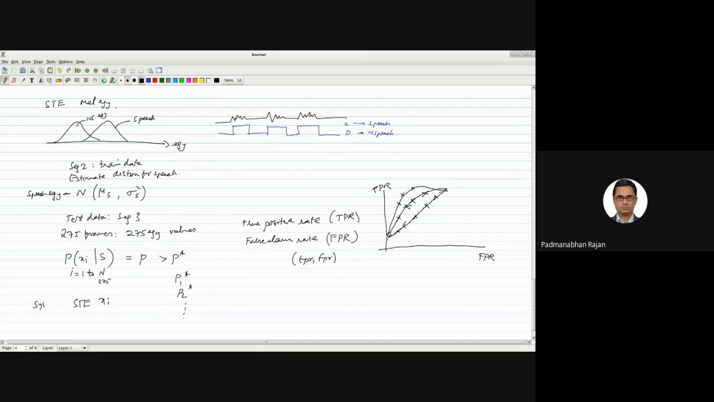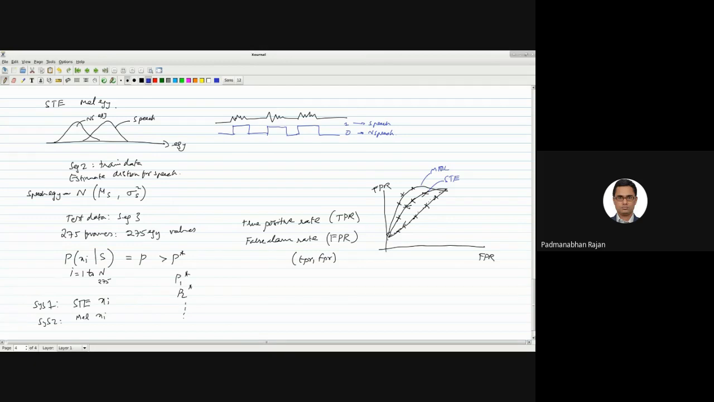This is your system 1. System 2 is your MEL energy XI values. So then you will repeat this for system 1 and system 2, and then you will plot the ROC curves for system 1 and system 2. Maybe this could be for STE and this could be for MEL. This curve I just drew initially, but you will probably get two curves like this. And the higher up the curve is, the better the system is in detecting speech correctly.